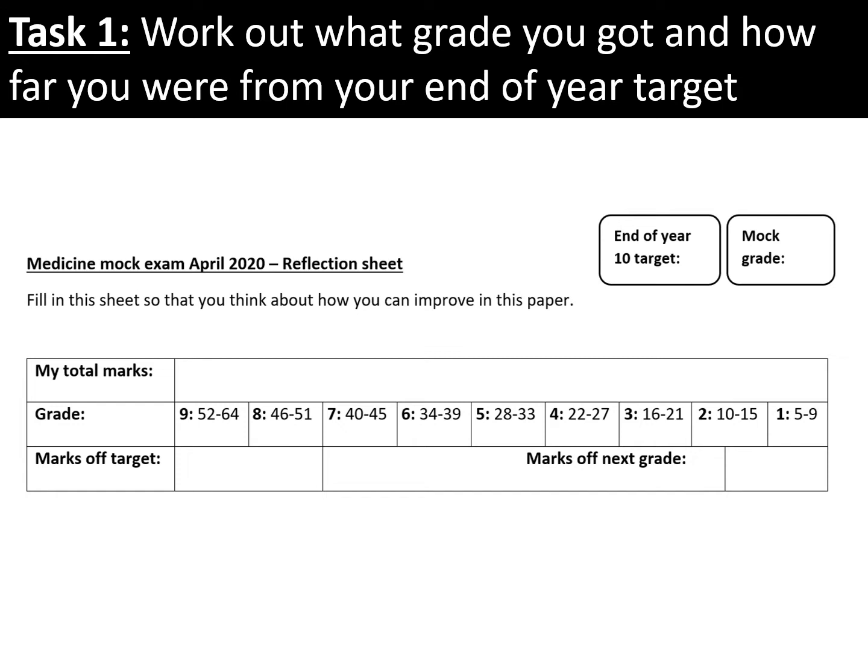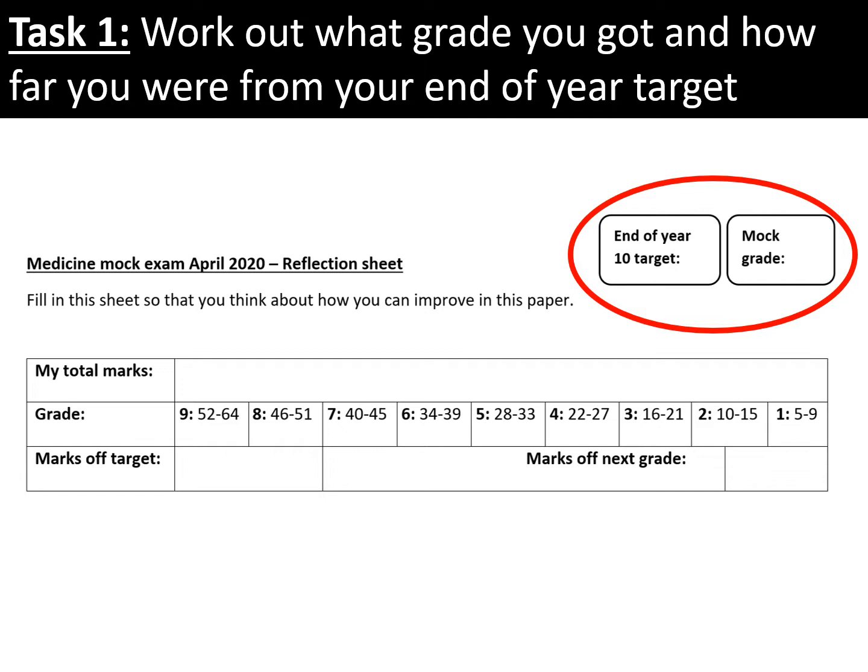First thing I want you to do is look at the reflection sheet. At the very top, you've got 2 boxes. I would like you please to write what was your end of year 10 target. It can be found on Go for Schools, and also it should be in your homework planner. If you get super stuck, like you literally can't find it anywhere, ping me a message on Instagram or Outlook.